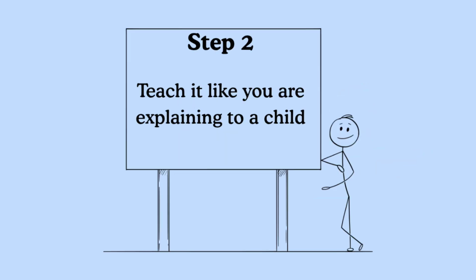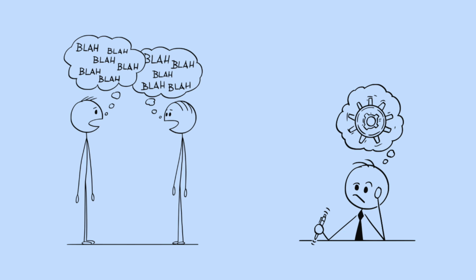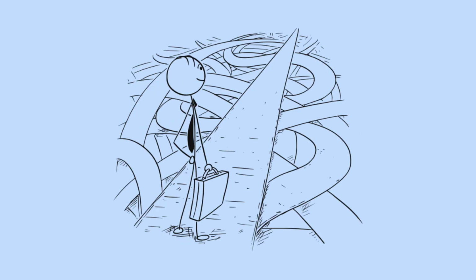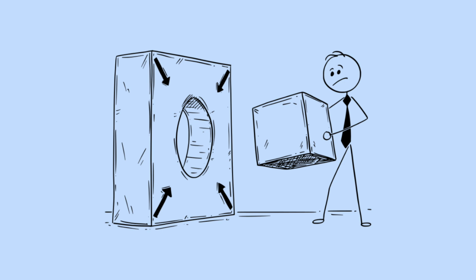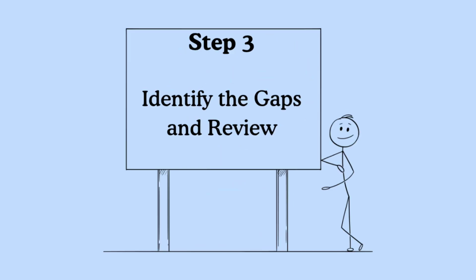Step 2. Teach it like you're explaining to a child. Now explain the concept as if you're teaching a 12-year-old. No fancy jargon, no complicated terms, just simple language. When you force yourself to simplify, you'll quickly notice the gaps in your understanding, the places where your knowledge feels shaky.